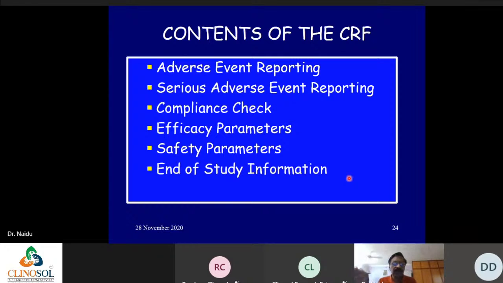Then end of the visit information, there should be clearly written when actually the study will be ending. What is the last visit the volunteer or participant has to come, that also should be mentioned on the last page of case record form.